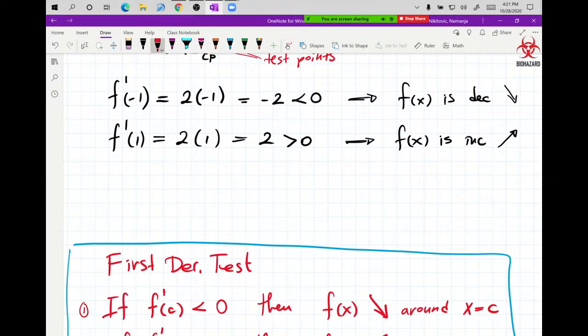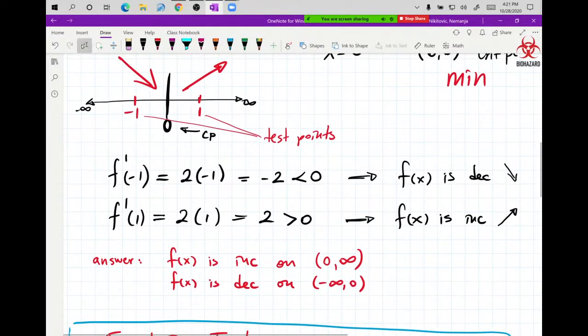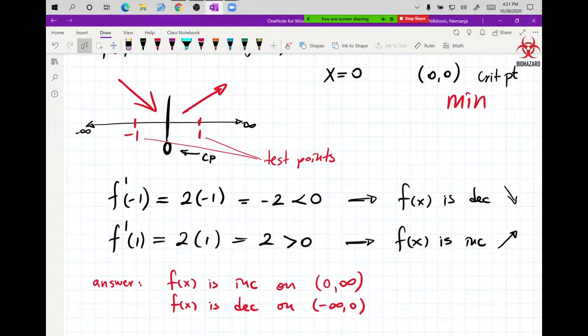I have to do this because I have to squeeze the answer over here. I forgot about that. So f of x is increasing on 0 to infinity. f of x is decreasing on negative infinity to 0. And that you get from this partition graph, right?